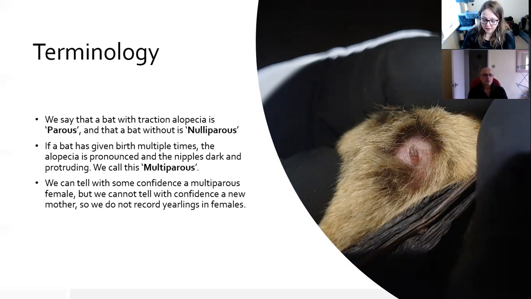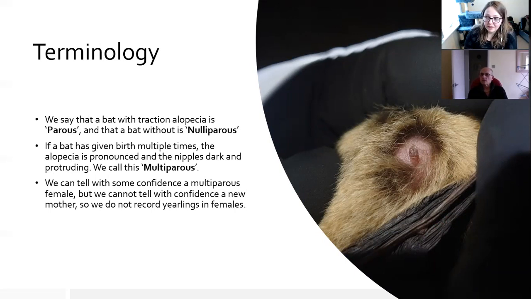Now bearing in mind that bats will live for many decades and give birth to one young each year, if they're a successful female, there will be a lot of evidence in old bats of traction alopecia, to the point where it looks pretty grim. So we can tell with some confidence that she is a multiparous female, but the younger the bat is, the less confident we are in being able to say that a bat has given birth once or twice or whatever.